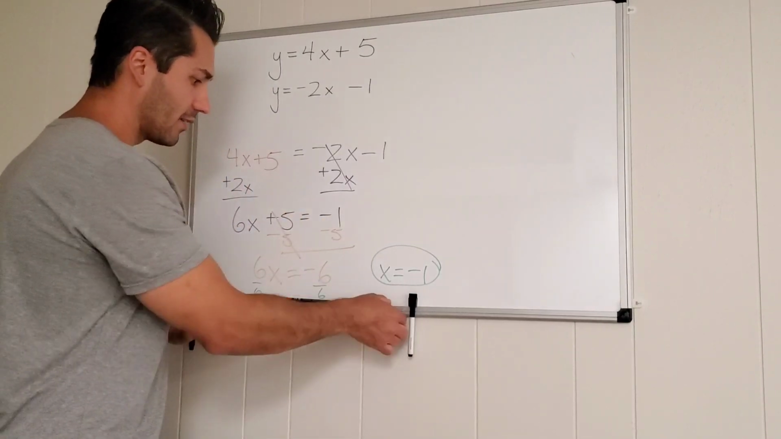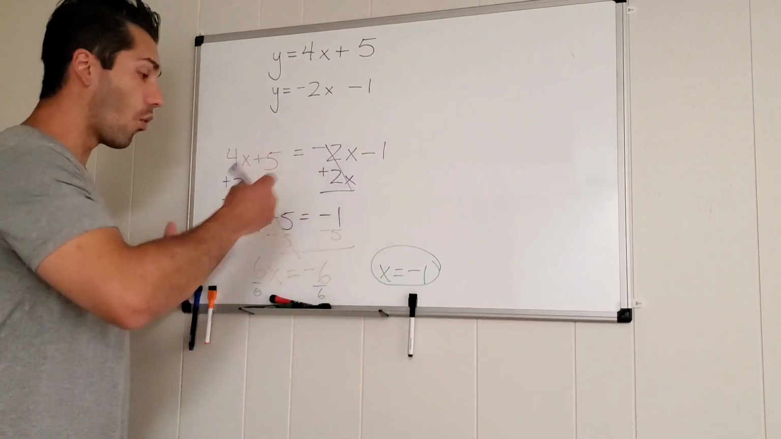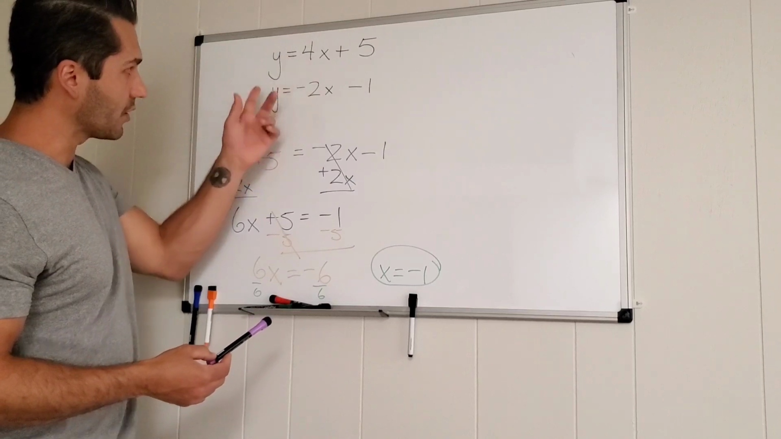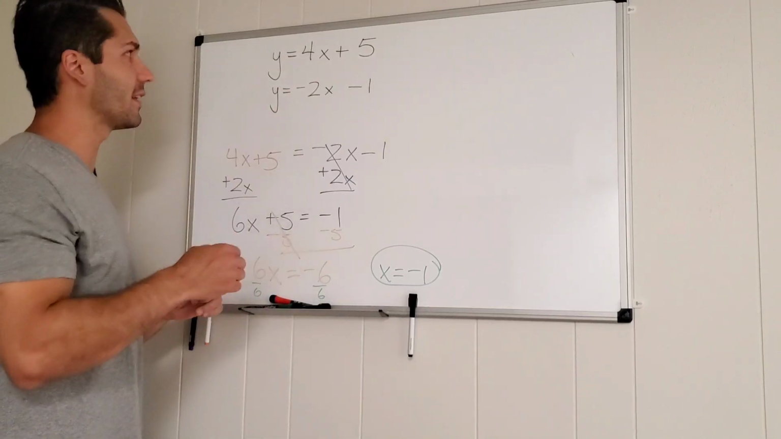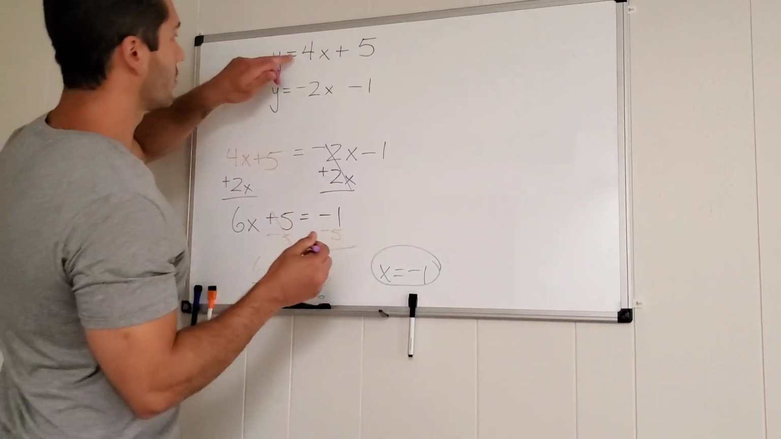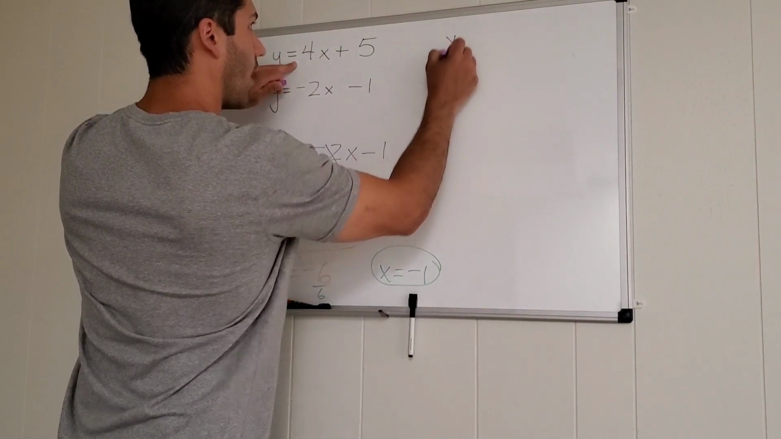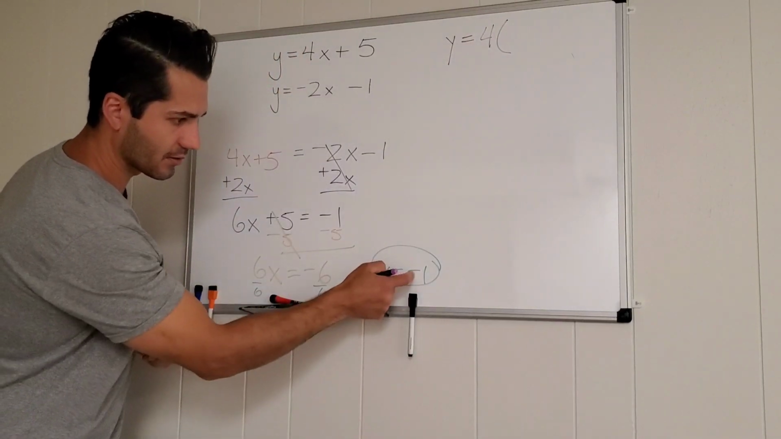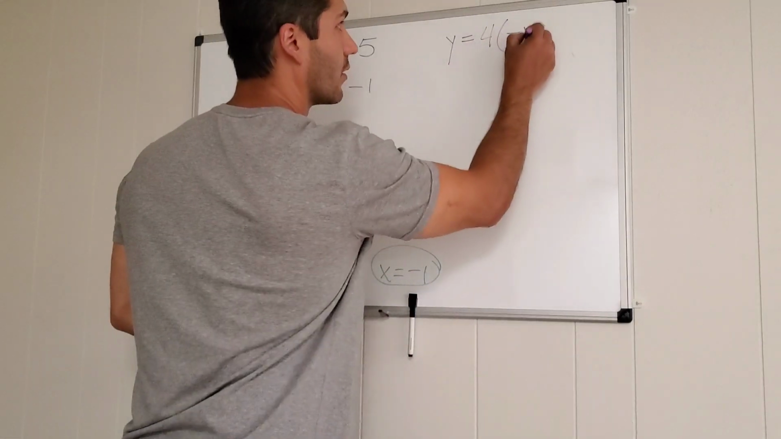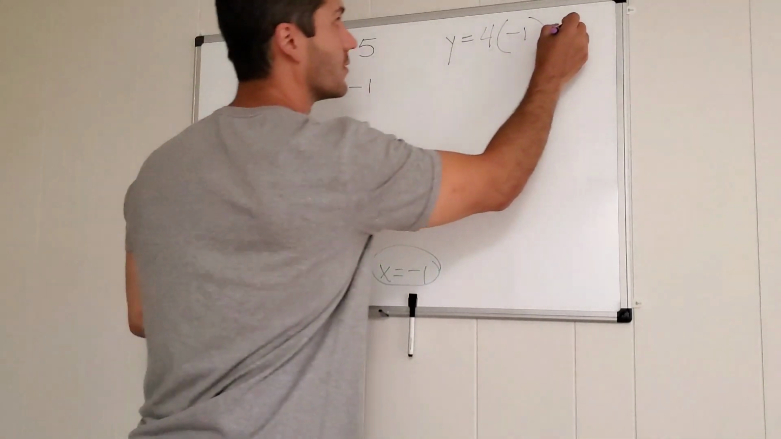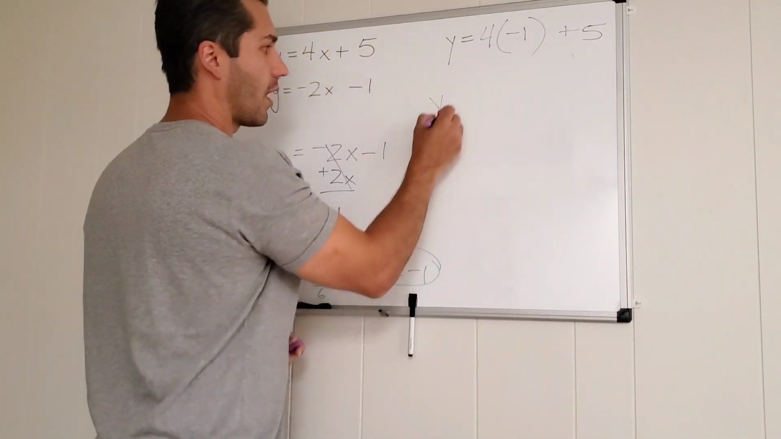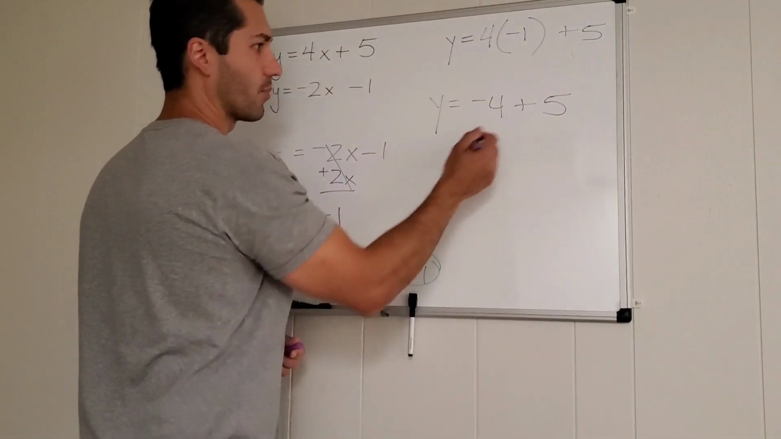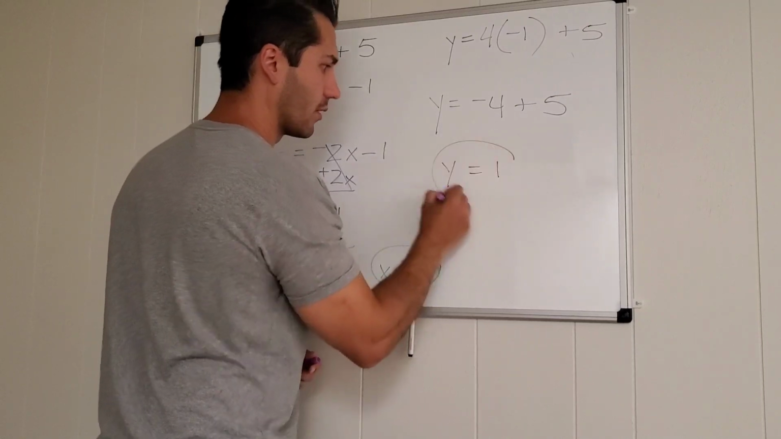And how do you find y? Well, it's called substitution. We're going to substitute. You can plug it into whichever one you want. Because both of them say y equals. Y equals. So it's easy to plug it in. I'm going to plug it into the top one, though. So, y equals 4x. I just found x. X is negative 1. Plus 5. That's y equals negative 4 plus 5. Negative 4 plus 5, and I get y equals 1.